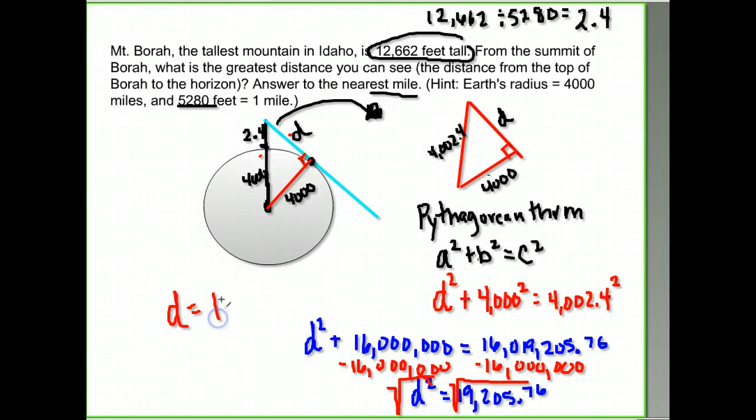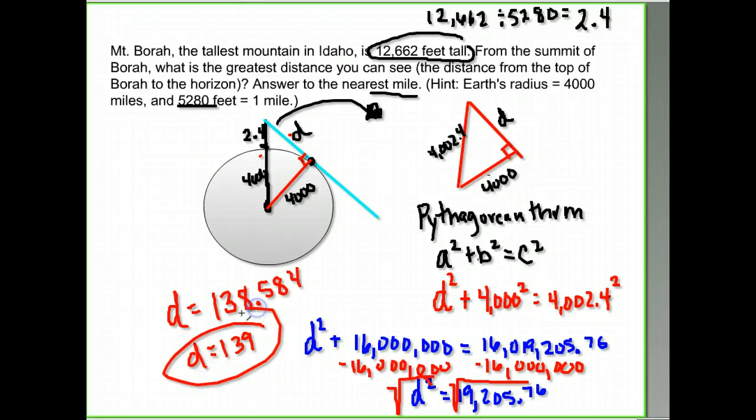So I get the distance is 138.584. They wanted it rounded to the nearest mile, so that would be 139. The 5 makes it round up to 139. So we did use our properties of tangents to solve this. We drew a picture of what was happening. That gave us a right triangle, and then we used the right triangle with the Pythagorean theorem to go ahead and solve.